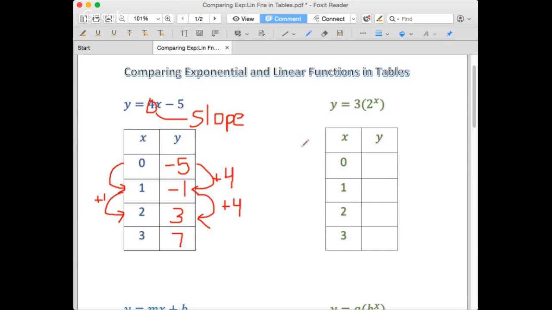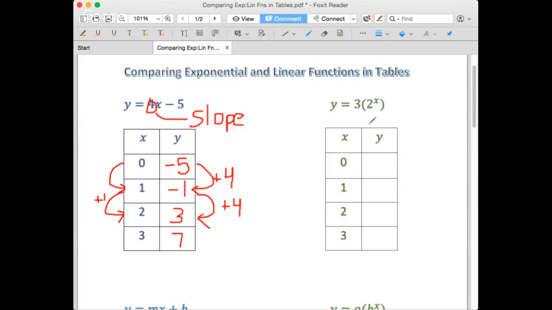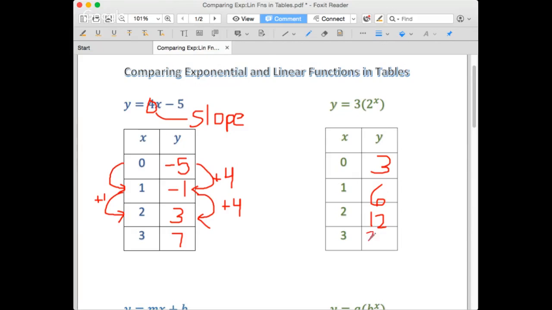Whereas in an exponential equation, if we plug in x is 0, remember that 2 to the 0 is always 1. So 1 times 3 will give you 3. If I plug in 1, I have 3 times 2, which will give me 6. If I plug in 2, I have 2 to the 2, which is 4 times 3 is 12. And if I plug in 3, I have 2 to the 3, which is 2 times 2 times 2, that would be 8 times 3 is 24.